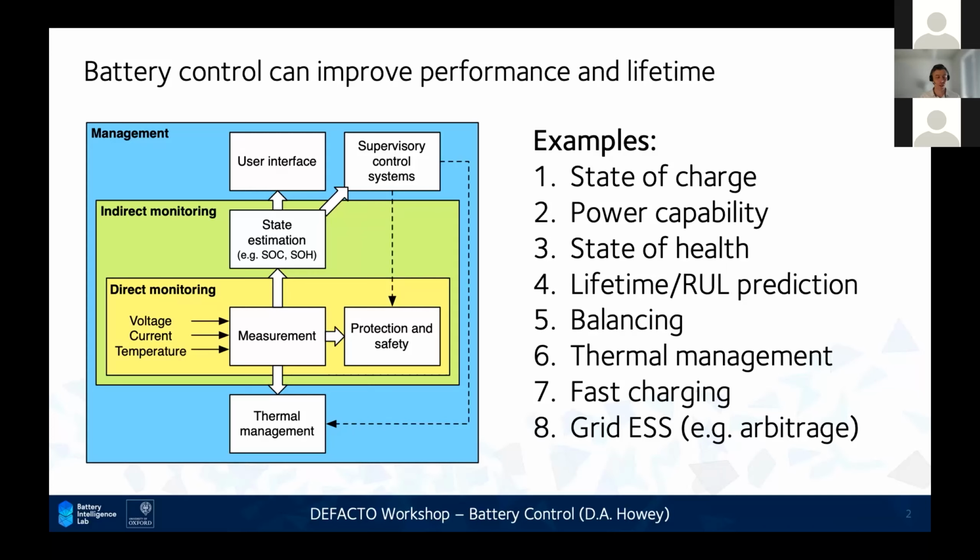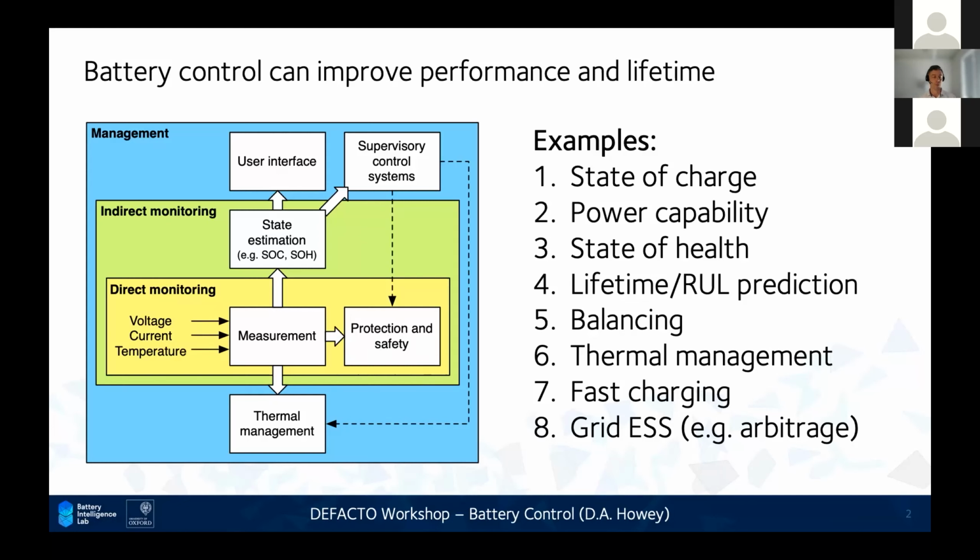Just in case you're not familiar with the topic, this is how I see things. Within an application such as an electric vehicle or a grid storage system, you will have different layers of sensing and estimation and control. At the inner level, there will be some direct monitoring of voltage, current, and temperature, and some direct safety circuits, passive and active. So this might include overvoltage, undervoltage, fuses, that kind of thing.